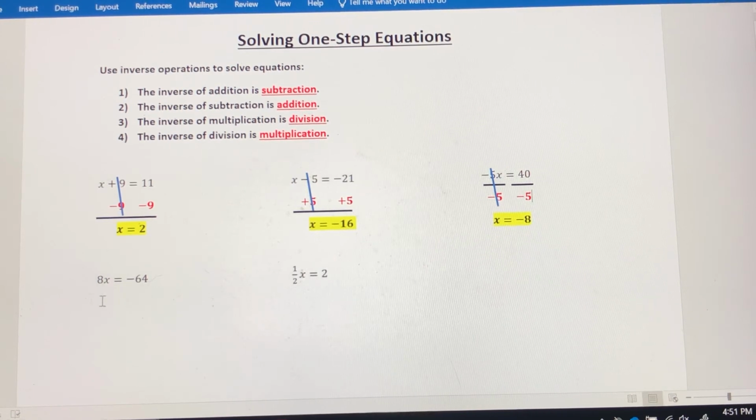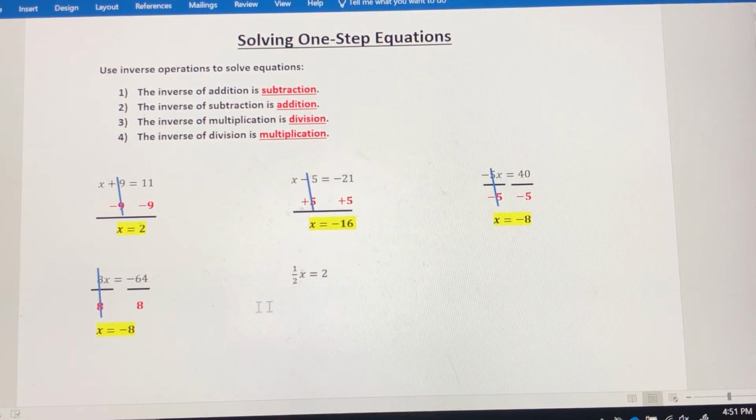Another one with multiplication, this time a positive number instead of a negative number. 8 times x, the inverse of multiplication is division, okay? So I'm going to divide both sides by 8, okay? Those 8's on the left side cancel out. That leaves me x by itself. On the right side, negative 64 divided by positive 8 is negative 8, okay? So in this problem, x equals negative 8. Check your work. 8 times negative 8 is negative 64.